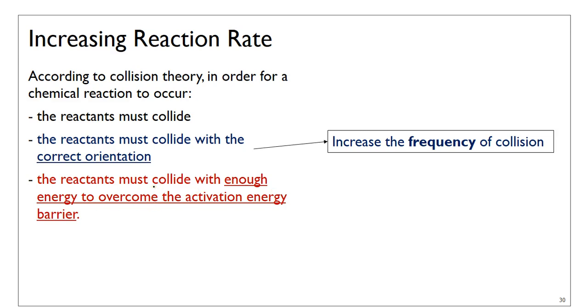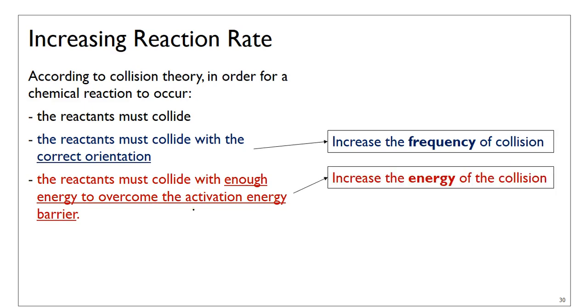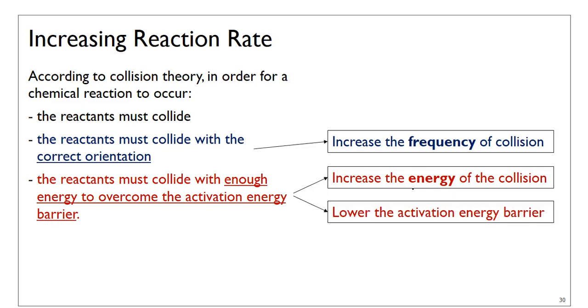The third requirement of collision theory is reactants must collide with enough energy to overcome the activation energy barrier. If you want to improve this, there are two things that you can do. You either increase the energy of the collision, so if they collide far harder, obviously there's a higher chance that amount of energy is sufficient to break the bonds in the reactants, or you can lower the activation energy barrier. If the energy requirement is lowered, that will also increase the proportion of reactants that can meet the activation energy barrier. But we'll talk about energy more in the next lesson, not today. So we're just going to focus on correct orientation and frequency of collision, really.